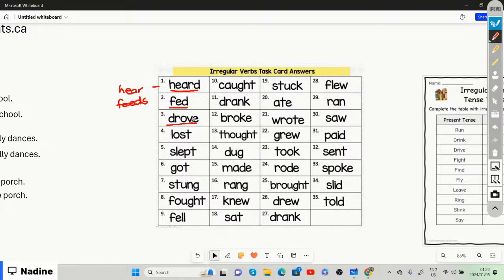So, drove. They drove us to the airport yesterday. Or we drove to the airport yesterday. So drove is our verb in the past tense. But if we show the present tense, then we can say it is drive. So drive is in the present tense, whereas our past tense is drove.